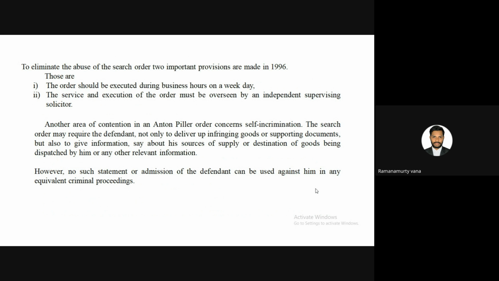Another area with regard to the Anton Piller order concerns self-incrimination. If you study the Constitution, Article 20 clause 3 talks about self-incrimination. That means giving evidence against yourself in the court or at the police station. So the search order may require the defendant not only to deliver up infringing goods or supporting documents, but also to give information, say, about his source of supply or the destination of goods being dispatched by him. That means in the case of an Anton Piller search order, if a person is in possession of some infringing goods, he has to give information regarding how the goods are with him, what the source is, and to whom he is supplying. So you have to provide all this relevant information.